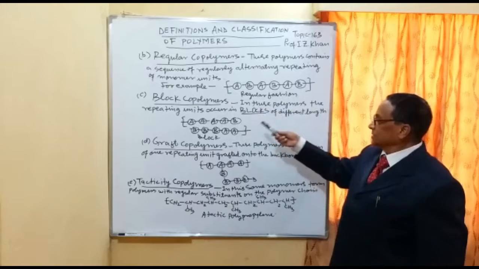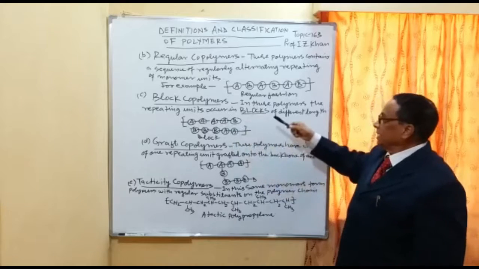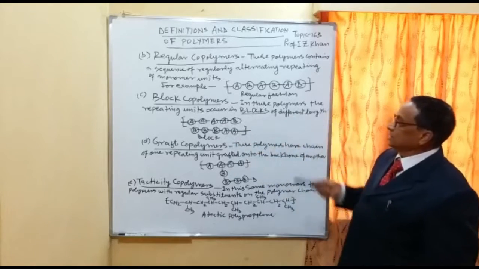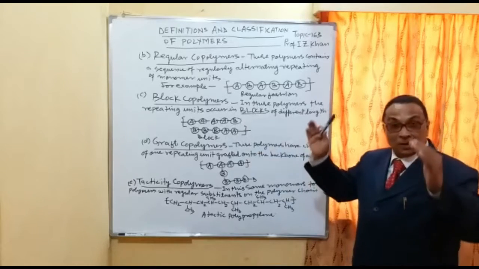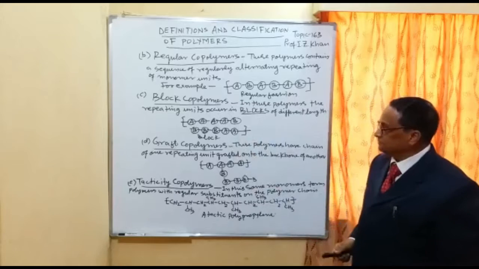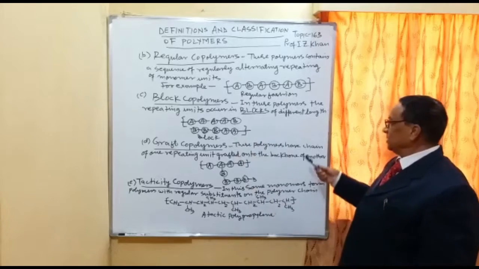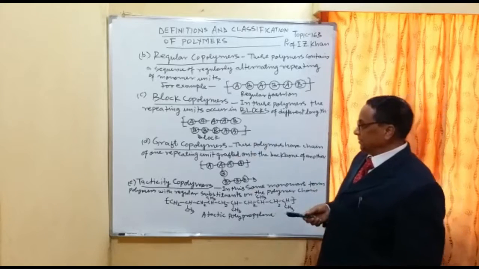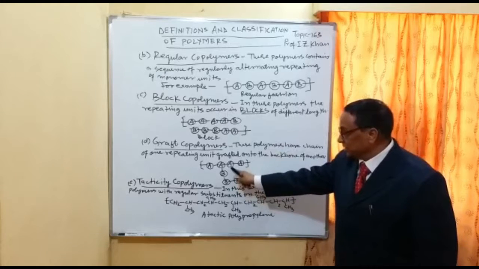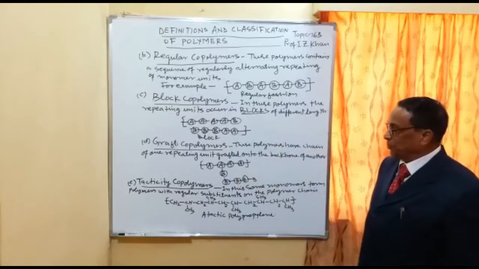In this block polymer, there is formation of one block of these two monomers A and B, and that's why it is called block. In these polymers, the repeating units occur in the form of one block, and that's why it is called block copolymers. D is graft copolymers. These polymers have a chain of one repeating unit which is grafted. Here it is grafted. So with this grafting, that's why it is called graft copolymers.